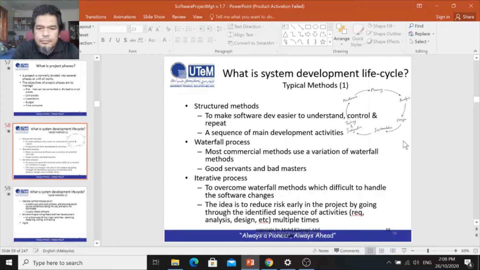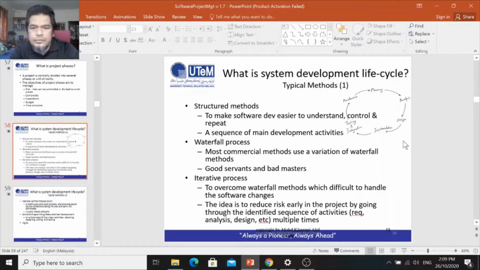I hope you can differentiate between the project life cycle and the system development life cycle. The project life cycle is the typical process in managing any project, not only software. It is used for civil engineering projects or other projects. The system development life cycle is a methodology.